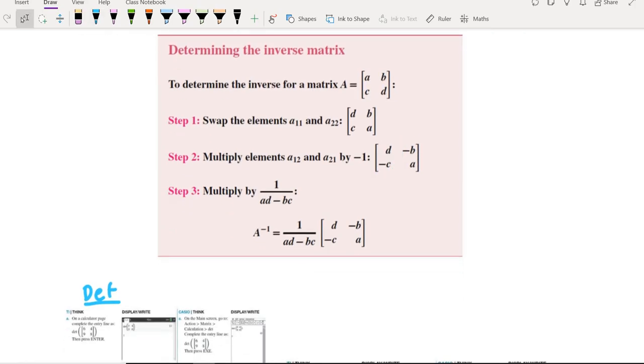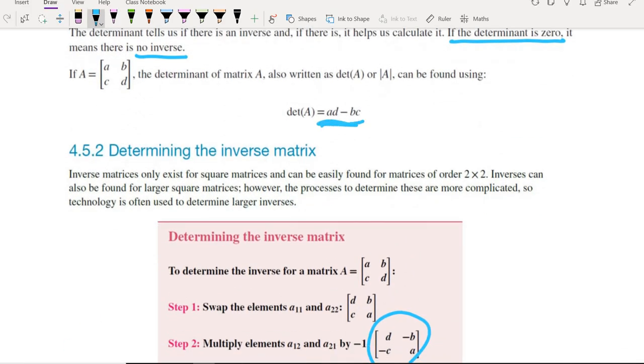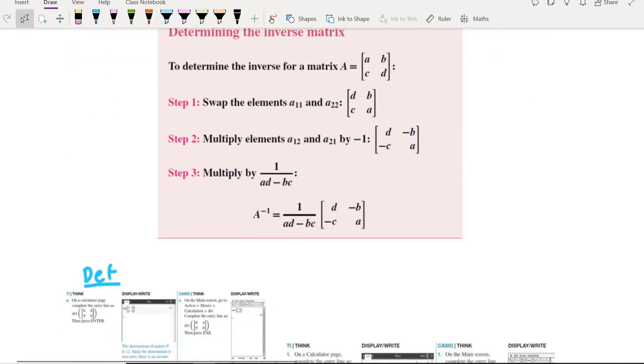Then once you have this, you multiply it by this fraction, and on the bottom of the fraction you have the determinant. So in essence, you find the determinant, put it as 1 over the determinant, and multiply that with your original matrix, but with these two numbers swapped, and these two numbers now negative.